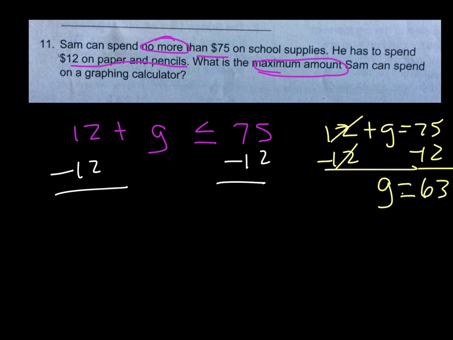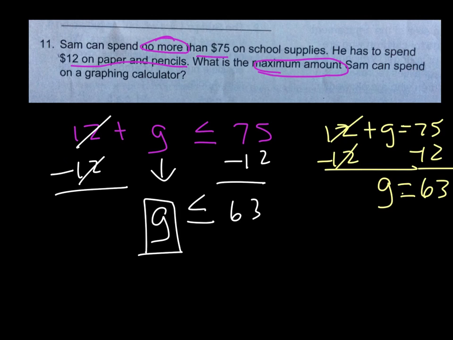Since we're dealing with an inequality, again, the 12 is gone. You bring down your G, less than or equal to, and 75 minus 12 is 63. So what this is saying is a graphing calculator has to be equal to or less than $63. So the maximum amount of money he can spend is $63. He can't spend more than that. Otherwise, he'd go over his budget of $75.